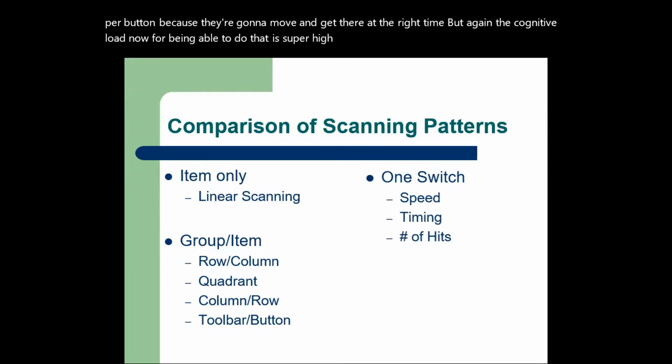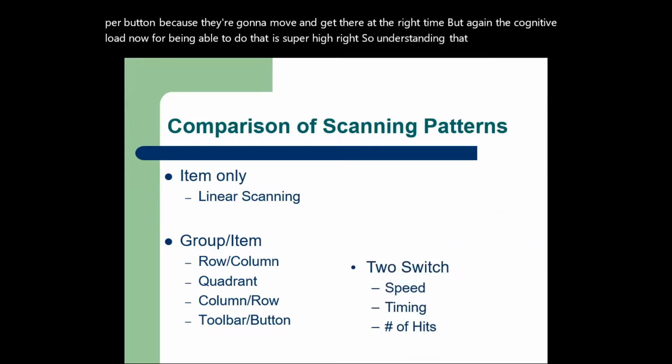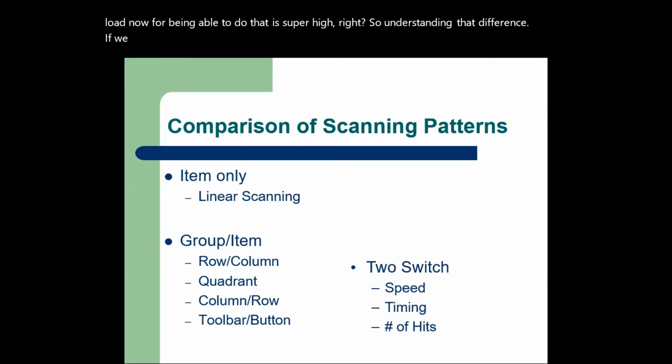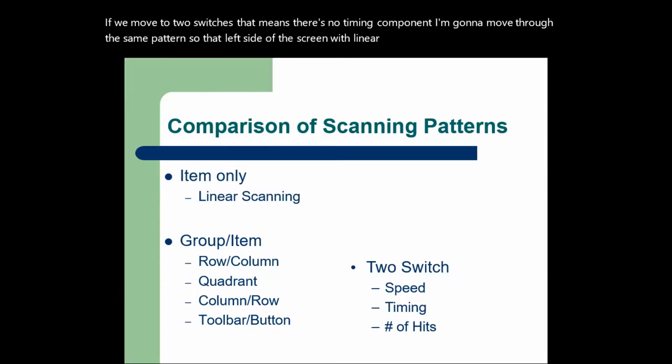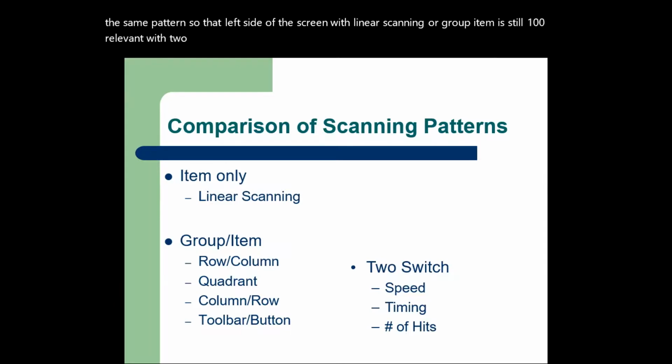So understanding that difference, if we move to two switches, that means there's no timing component. I'm going to move through the same pattern. So that left side of the screen with linear scanning or group item is still 100% relevant with two switch scanning because you move through the pattern.